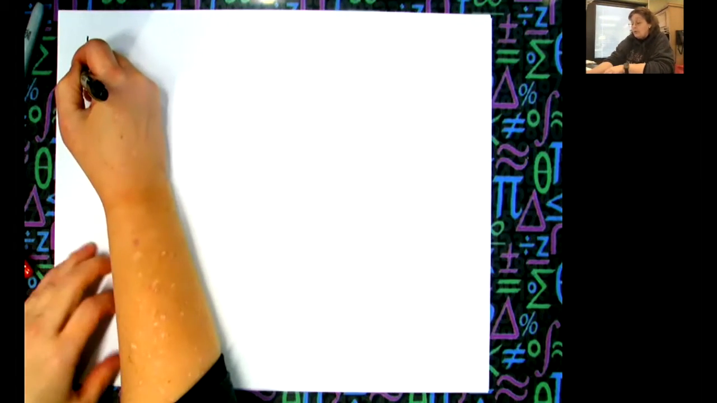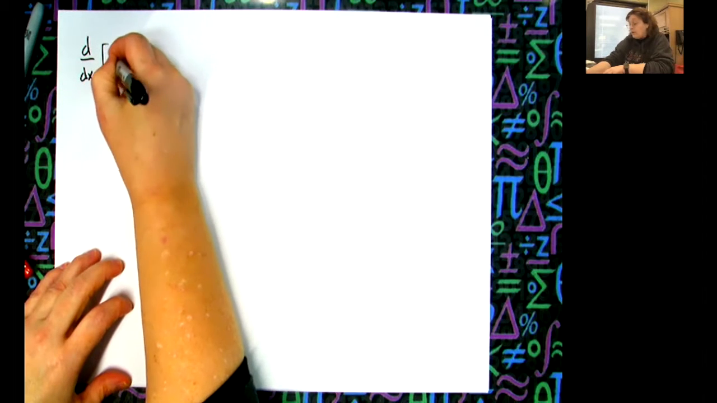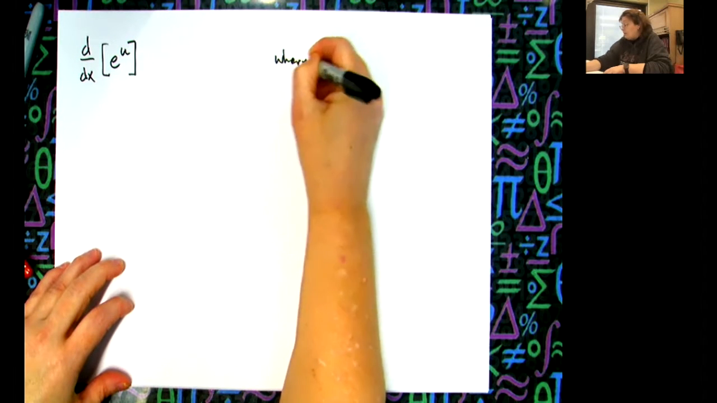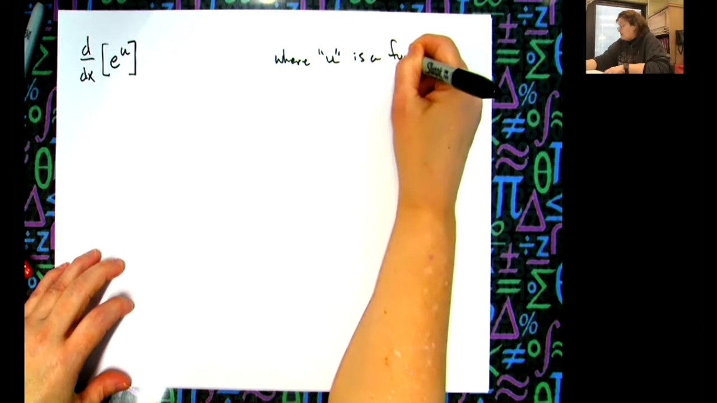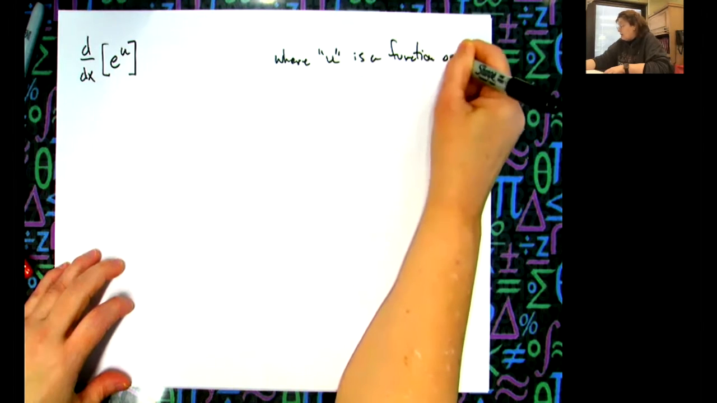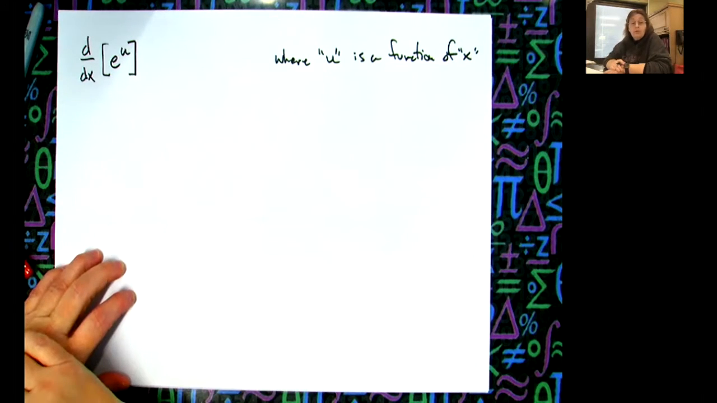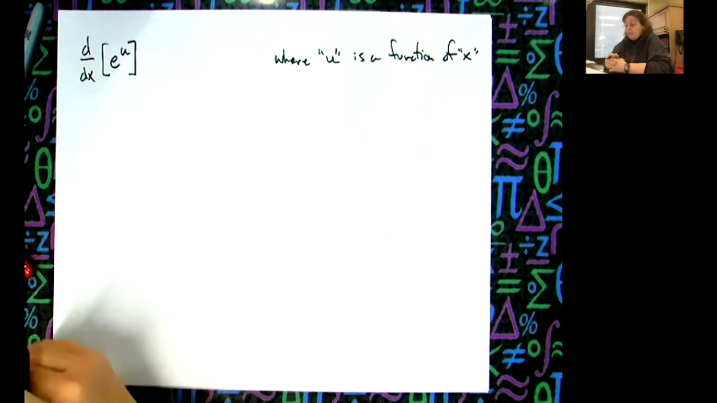Do it in terms of u here. So d dx, the derivative of e to the u. Let's put over here where u is a function of x. So where u is a function of x, it doesn't matter what my u is up there. It could be an x squared, 2x squared plus 5. It could be anything in there.